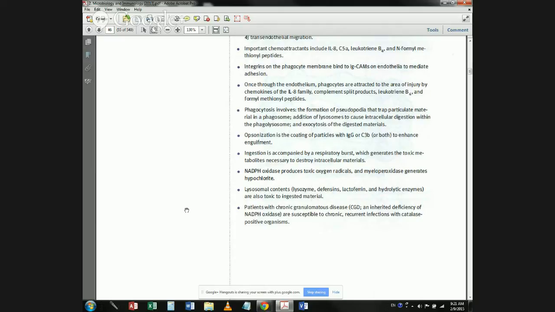Lysosomes contain lysozyme, which breaks down peptidoglycan walls. Defensins make holes in the bug. Lactoferrin chelates iron so that the bug has nothing to eat. Hydrolytic enzymes, which break things down using water, are also toxic to ingested material. Patients with chronic granulomatous disease, CGD, an inherited deficiency of NADPH oxidase, are susceptible to chronic recurrent infections with catalase-positive organisms. Yeah, I think I understand this.